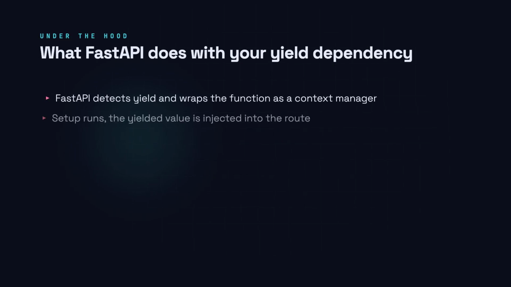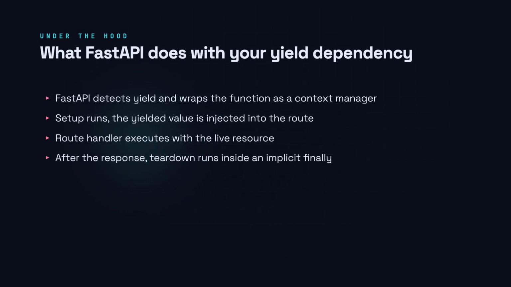Internally, FastAPI uses Python's contextlib context manager machinery to turn your generator function into a context manager. When a request arrives, FastAPI resolves dependencies in order, running everything up to each yield. Your route function executes with the injected values. Once the response is built and sent, FastAPI exits each context manager in reverse order, so teardown always fires. This means you get the safety of try finally without writing it yourself in every route.